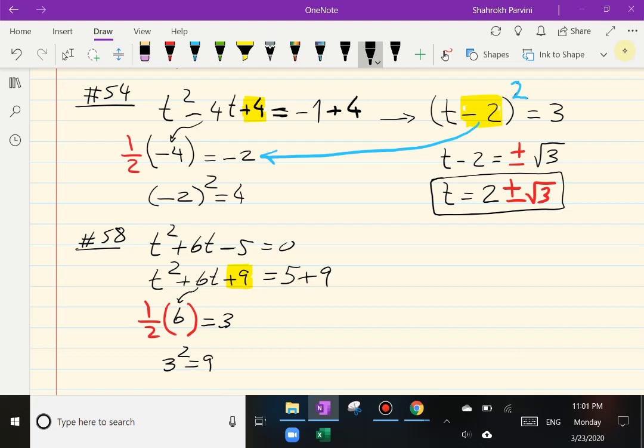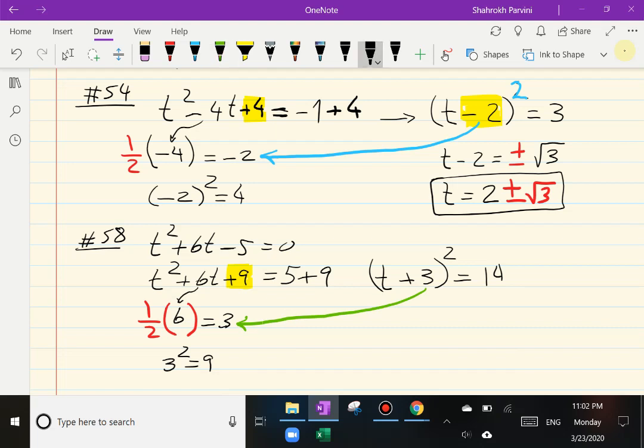And again, on the left side, we're going to trade 1, 2, 3 items for the square of a binomial. And inside parentheses, we have t plus 3 squared equals 14. And again, where does that 3 come from? That would be half of the coefficient on the middle term. The middle term being 6t.